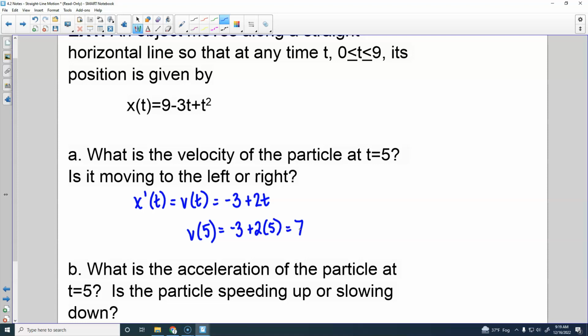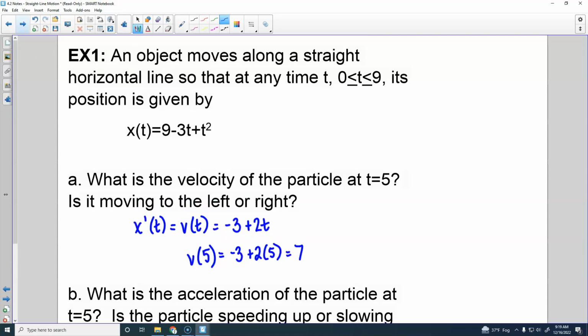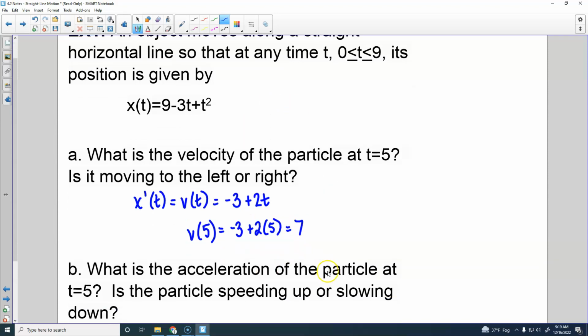It's going to be moving to the right, because if it is moving along a horizontal line, you are going to consider it like the x-axis, and the positive direction is going to be to the right. You have a positive derivative. So we would say since v of 5 is greater than 0, the particle is moving to the right.